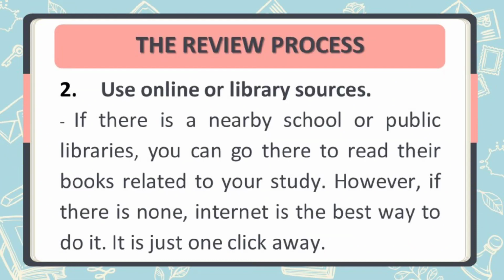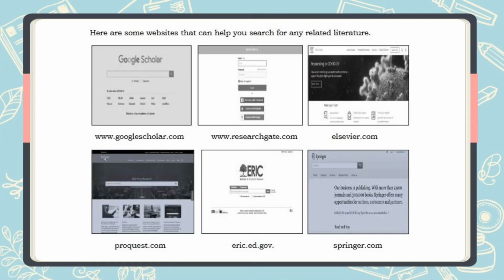Second, use library sources or online sources. If there is a nearby school or public libraries, you can go there to read books related to your study. However, if there is none, internet is the best way to do it. Here are some websites that can help you search for any related literature. Google Scholar, ResearchGate, eric.ed.gov, and many more.